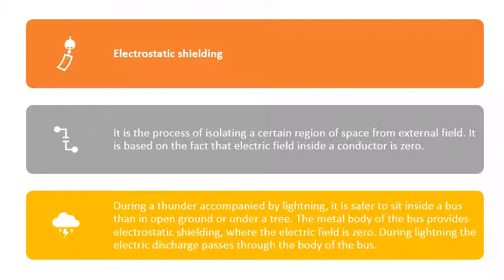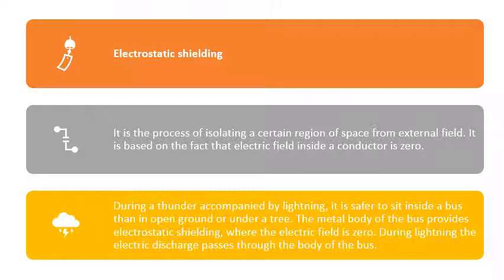There are certain applications based on the above mentioned experiments. One is electrostatic shielding. We can create an electrostatic shield from all sides so that there will be no electrostatic field inside, even though there is an electrostatic field on the outside or on the surface. It is also the process of isolating a certain region of space from an external field.